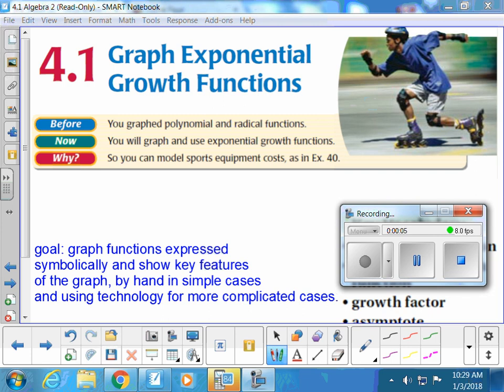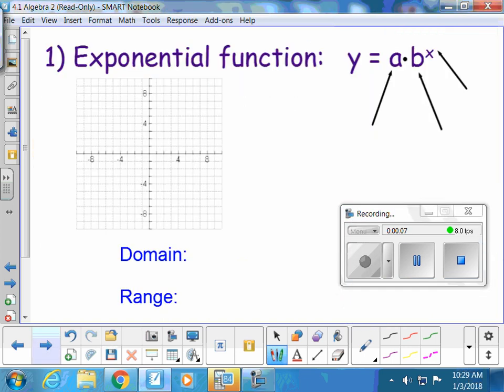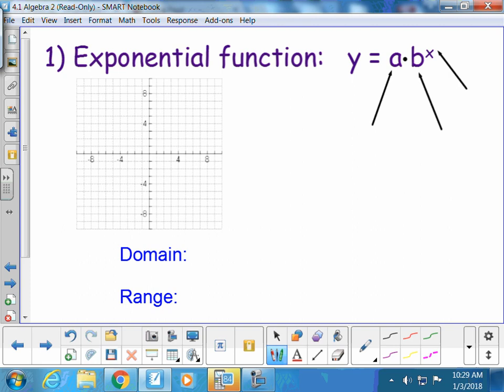We are doing section 4.1 today. So first up is the equation for exponential growth and decay. Let's talk about what these variables mean. A is your starting amount. Whether you're studying how many bunnies you have or how much money you have, A would be the starting amount.